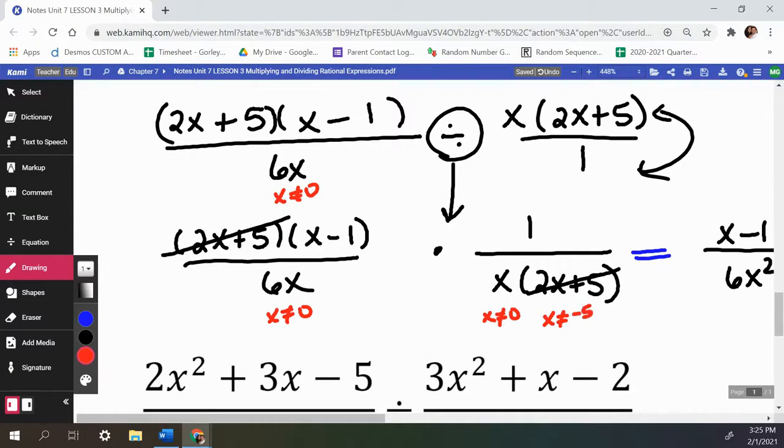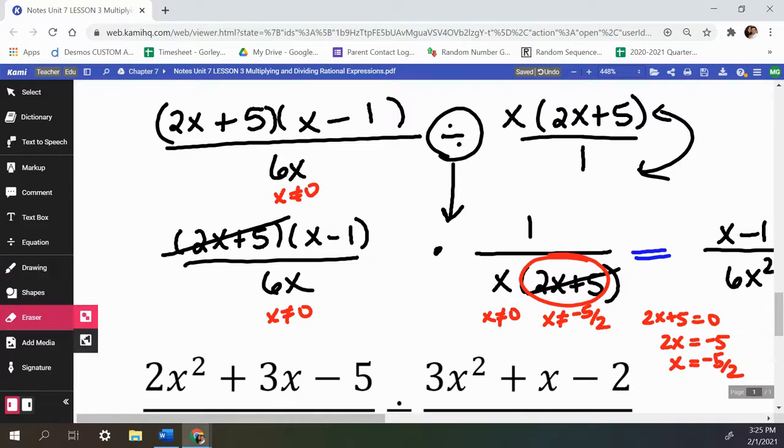X can't be negative 5 halves. I know that because if I set 2x plus 5 equal to 0 and solve it, we subtract 5 from both sides and then divide by 2, we end up solving to get negative 5 halves. Okay, so we cannot have negative 5 halves because it would make this denominator equal 0. Okay, so we've got to restrict that from the domain.